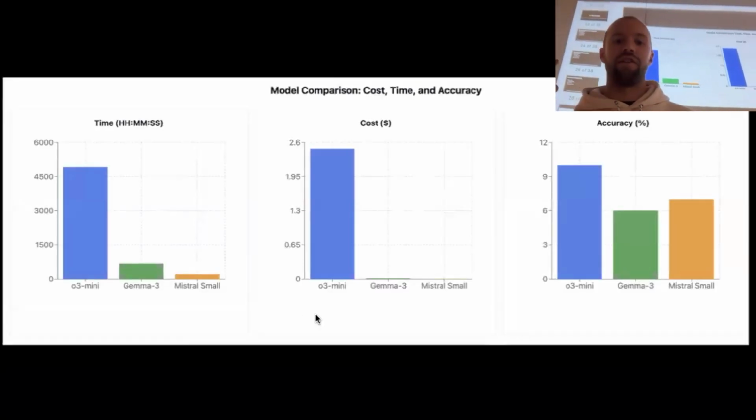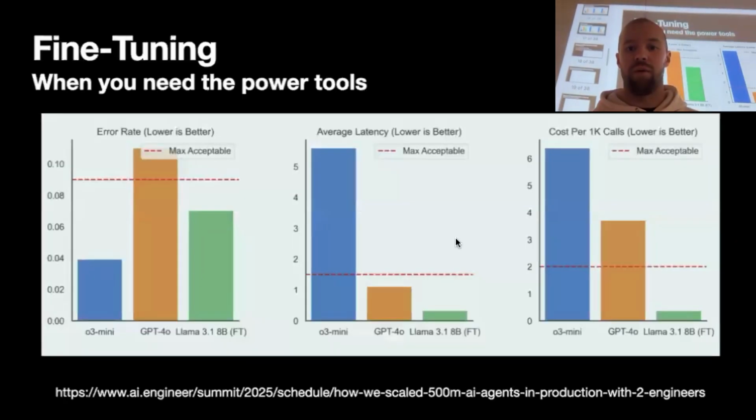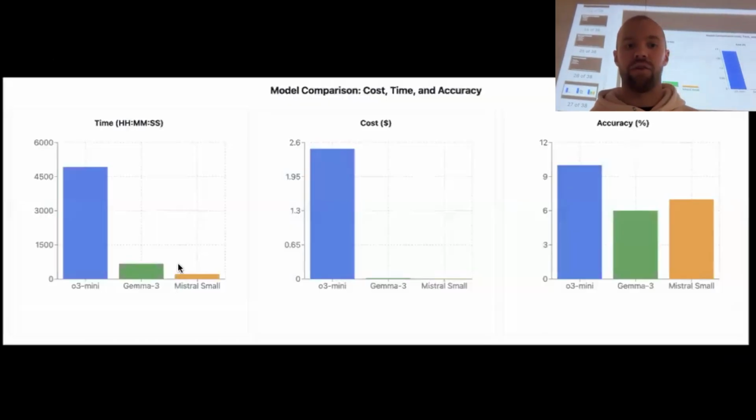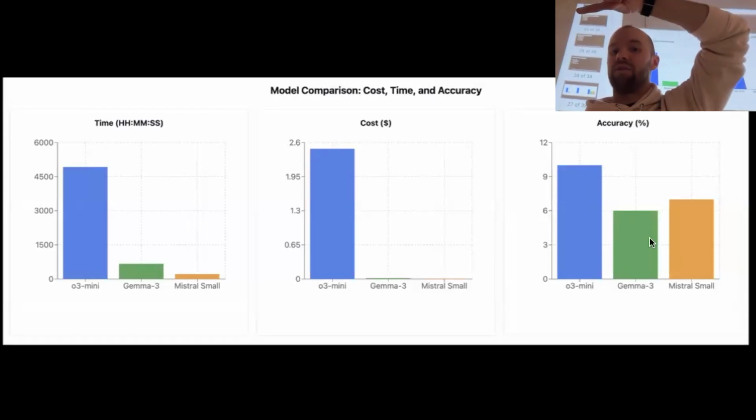And then I just plugged those into Claude and told it to draw some charts for me. These are that same diagram we showed before, where we might want to draw our lines on what axes are useful for us. You can see O3 Mini took the longest, cost the most, but didn't give you that accurate of results compared to the other ones.